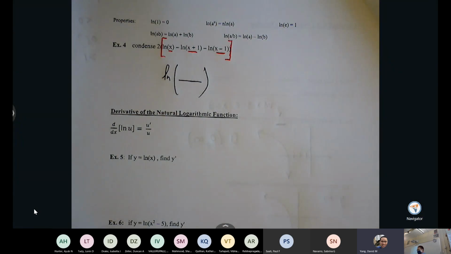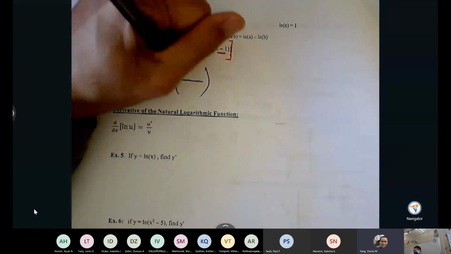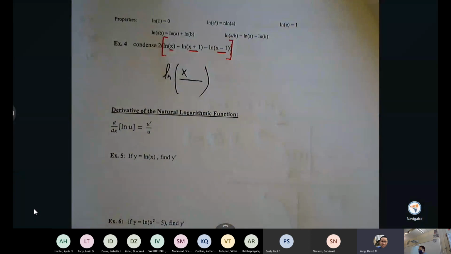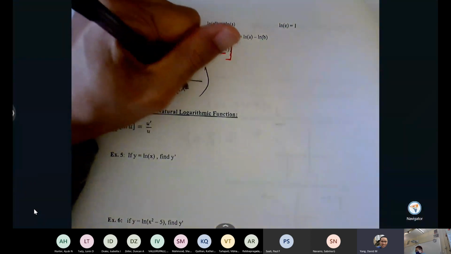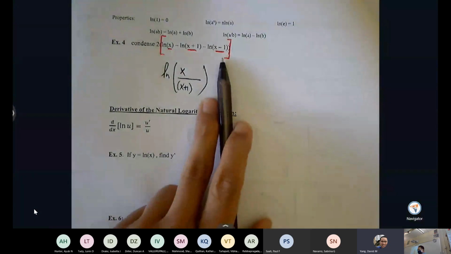Okay, where does the x go? The x plus 1? Okay, part of a negative natural log, right? And the x minus 1? Yeah, the negative there tells us where to put it.